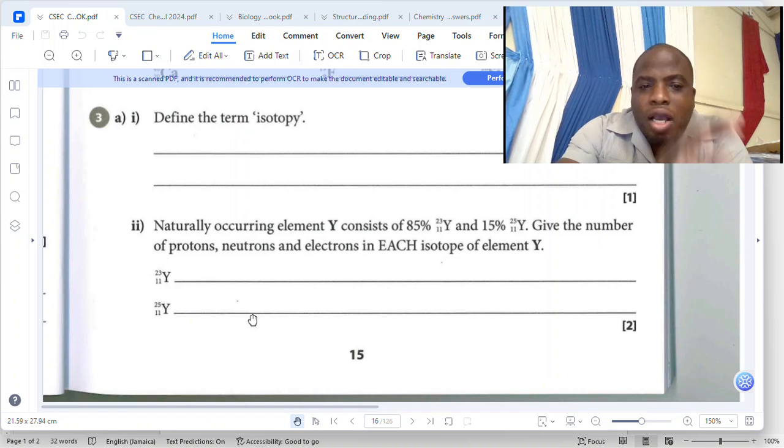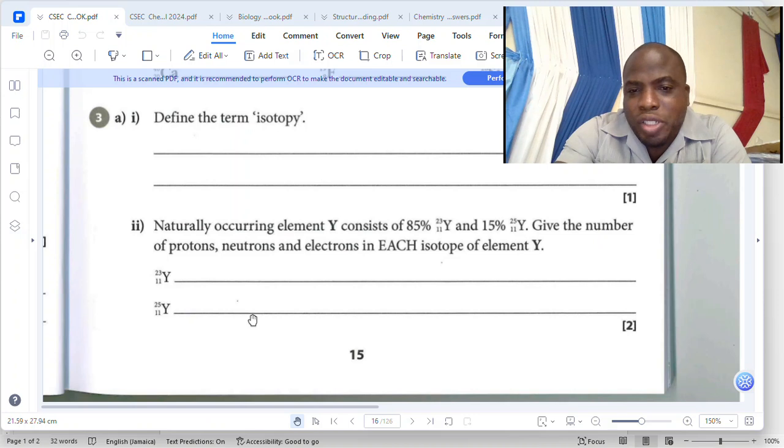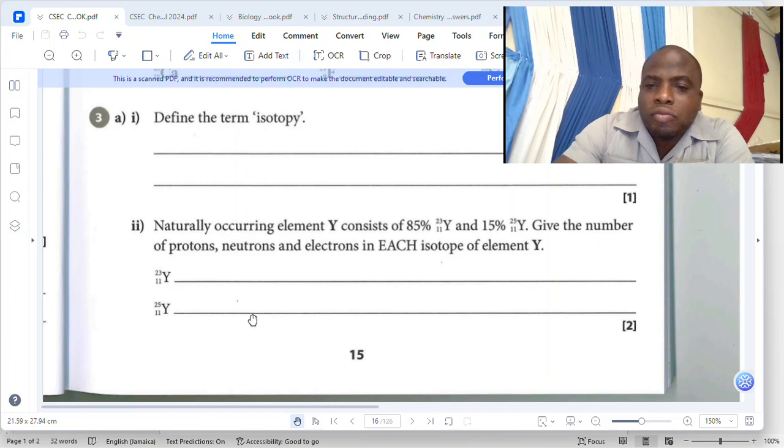Now, naturally occurring element Y consists of 85% Y23 and 15% Y25. Give the number of protons, neutrons, and electrons in each isotope of element Y. And all we have to do, we know this information already.